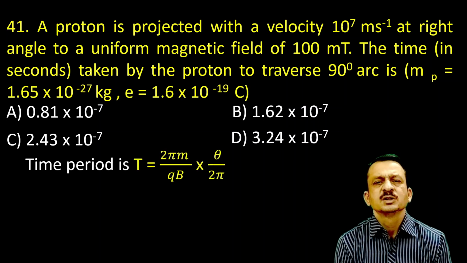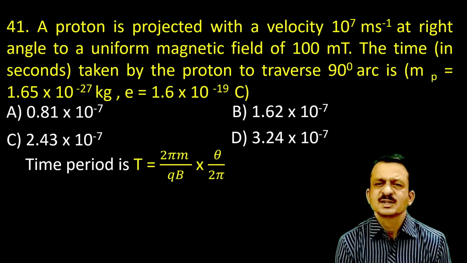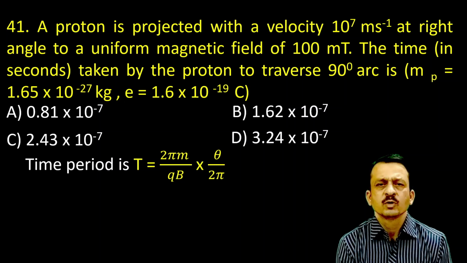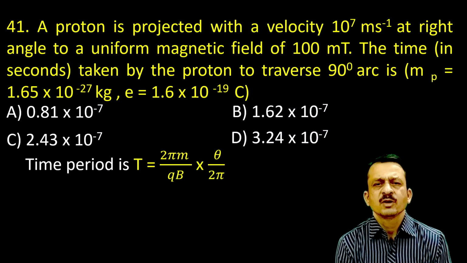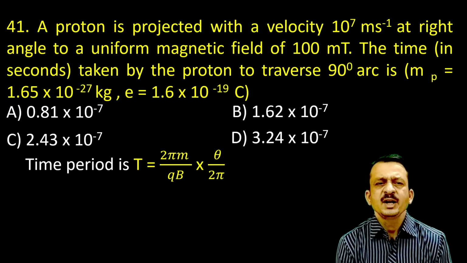Look at the options. Now the time period T is given by 2 pi m divided by qB. It is the general formula. Since it is traversing 1/4 of the circular path, that is 90 degrees, we have to multiply it by theta by 2 pi. We know that the time period in circular motion is given by 2 pi m by qB, but we have to multiply it with theta by 2 pi. Now theta is 90 degrees, therefore substitute theta equal to pi by 2.